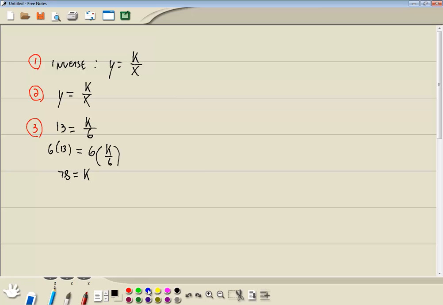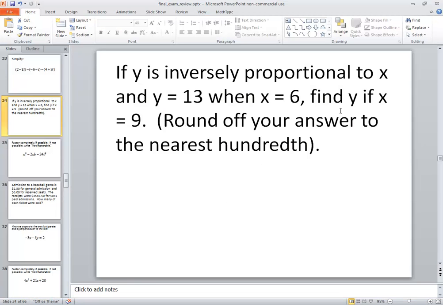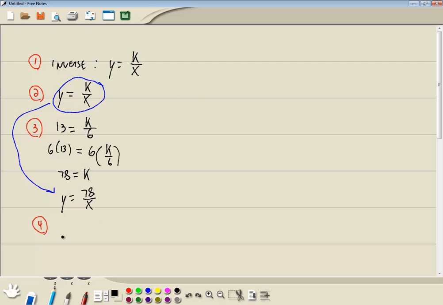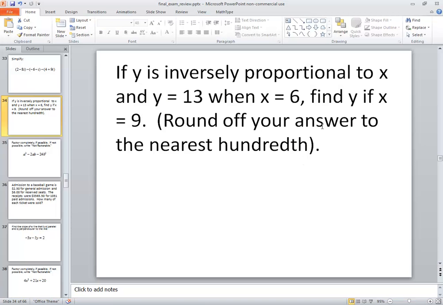And then we want to plug that into the formula from step 2. So we now know what k is, so I'm going to plug that in here. So we've got y is equal to 78 over x. Now step 4 is find what they really want. So it says find y if x is equal to 9. So we want to know what y is when x is equal to 9. And round your answer to the nearest hundredth.